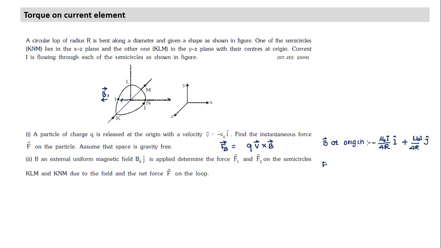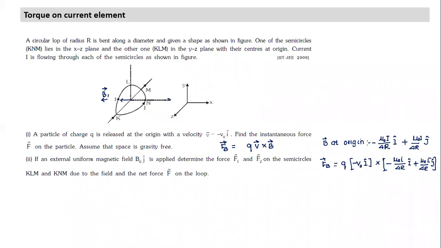Now finding FB is easy. FB will be equal to q into v vector, also I'll put in vector form, v naught, minus i cap, cross minus mu naught I by 4r i cap plus mu naught I by 4r j cap. Finding this cross product is pretty simple. We can easily calculate. There's no gravitational force. Okay, so this is one part of the question.